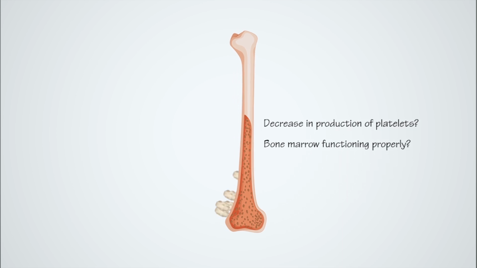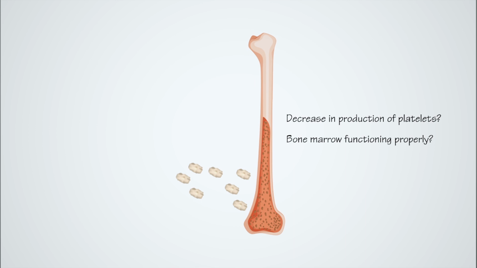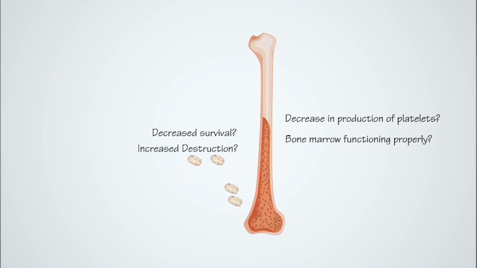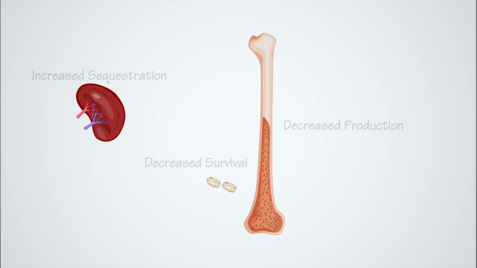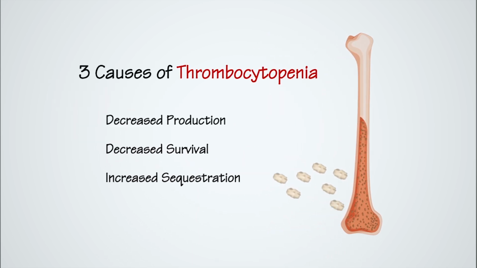Second up, after production of the platelets, whether they are surviving, is there decreased survival rate or increased destruction of the platelets? And thirdly, the platelets are mainly stored in the spleen. So we have to assess what is happening there. Is there increased sequestration? So the three causes are decreased platelet production, decreased survival of the platelets, and increased sequestration.